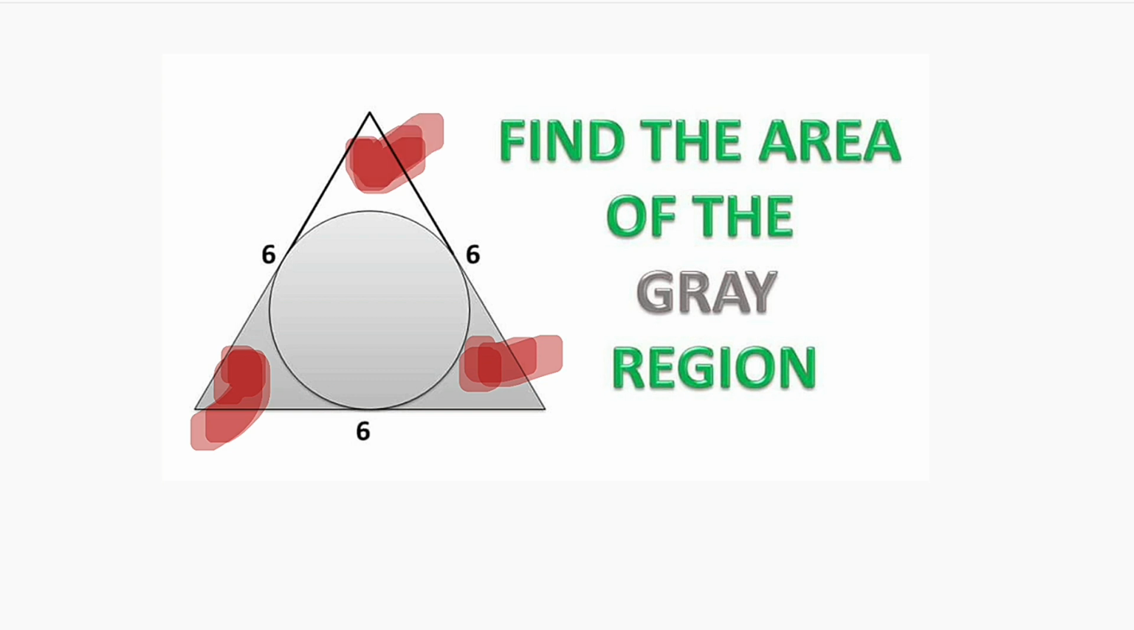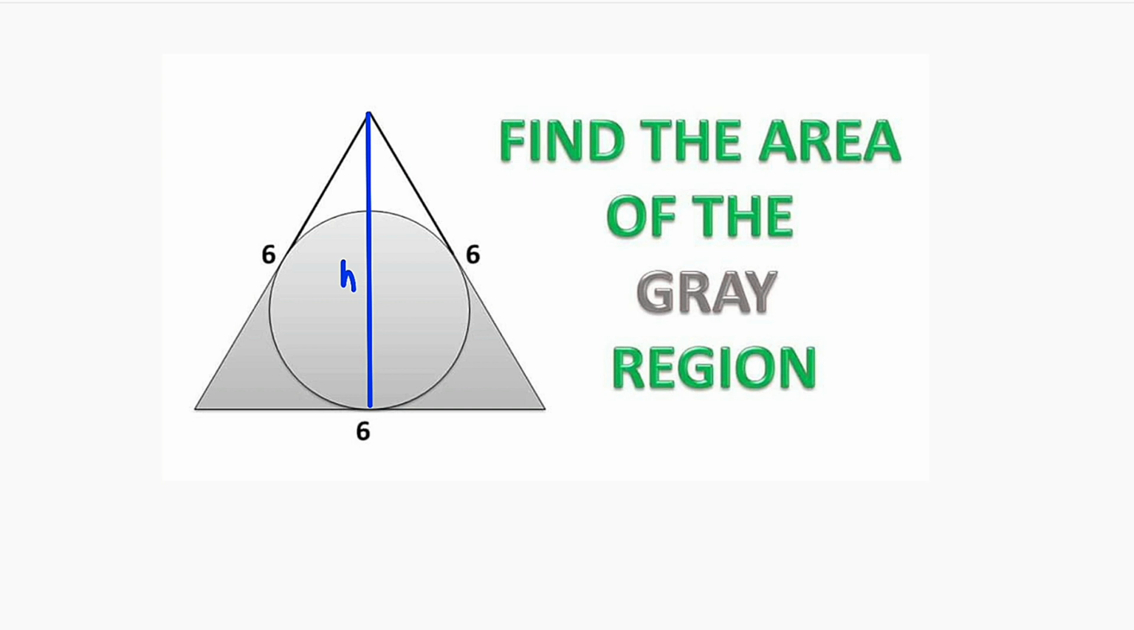And how can we do that? By subtracting one of these 3 areas from the area of the triangle. So now let us get started. First of all, let us find the area of the triangle, but we need the height. And this is going to be our height. Let me call it h.